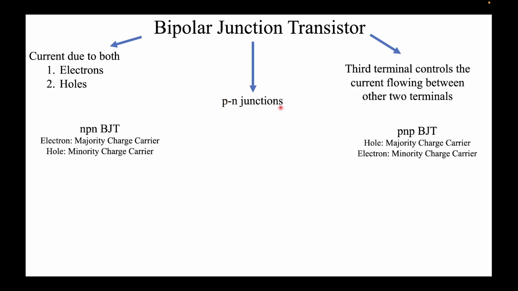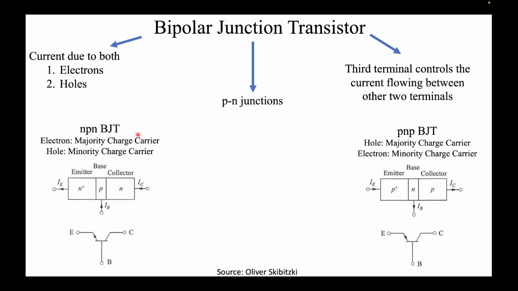So based on how you arrange your p-n junctions, it can be either an NPN BJT or a PNP BJT. If it's an NPN BJT, electron is the majority charge carrier and hole is the minority charge carrier. On the other hand, in PNP BJTs, hole is the majority charge carrier and electron is the minority charge carrier. We'll restrict ourselves to the discussion on NPN BJT. That's the more commonly used one, right?